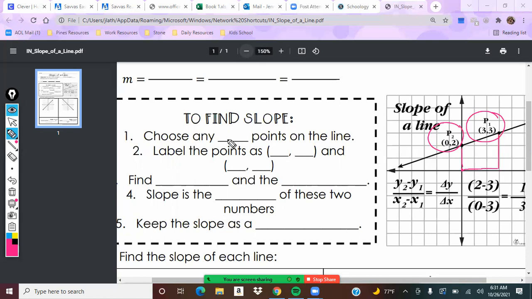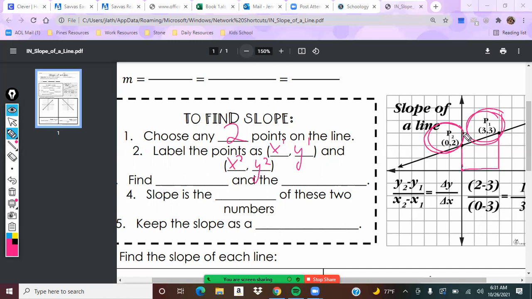So all you need is two, any two that you want. You're going to label them as X1, Y1, and X2, Y2. And you see they did that for us. We have point 1 and we have point 2 here, okay?